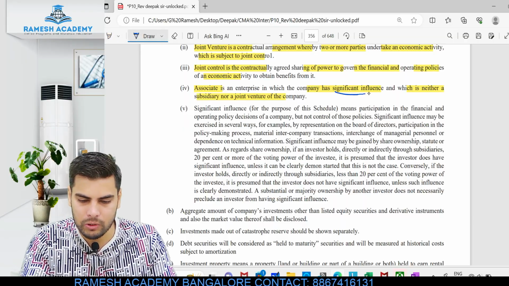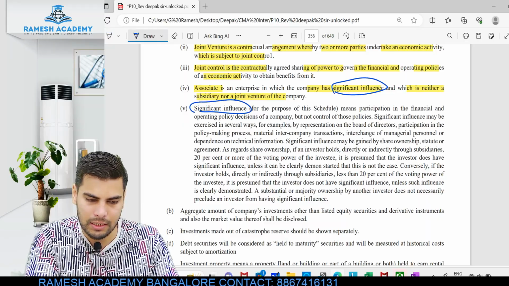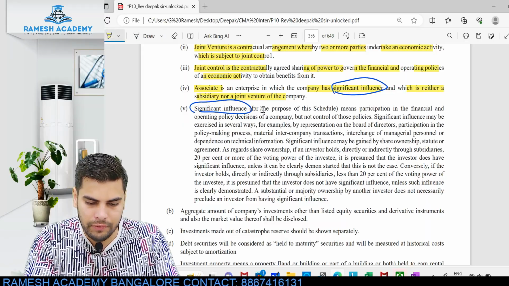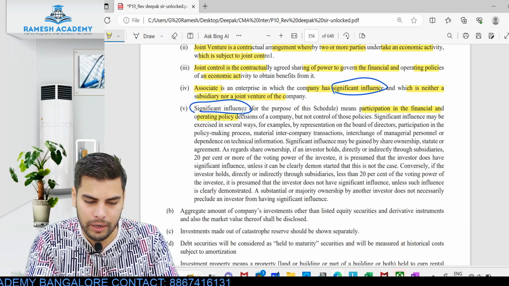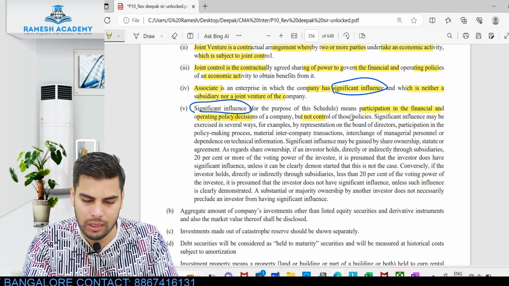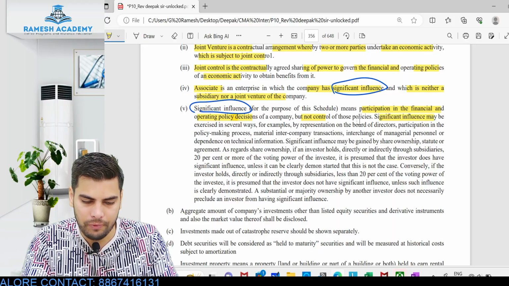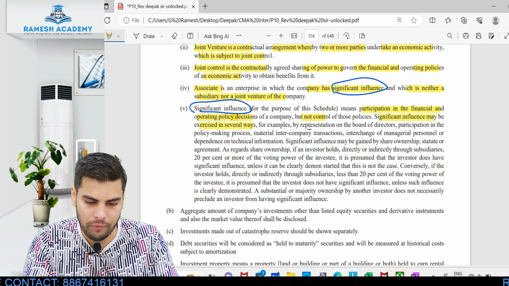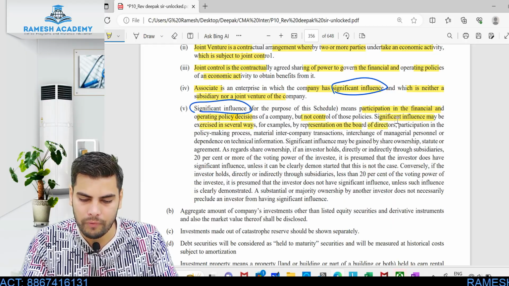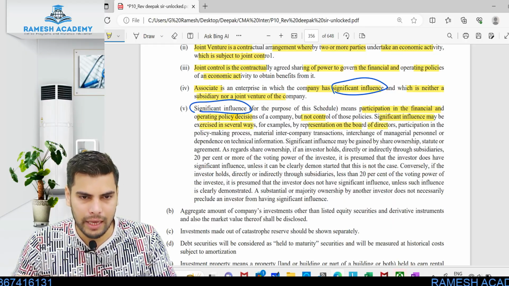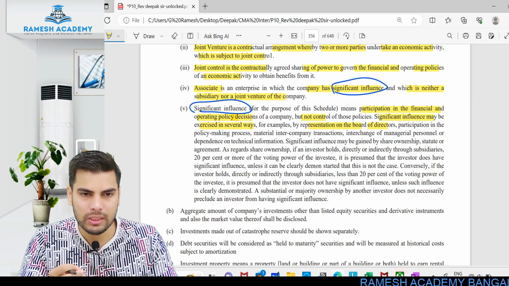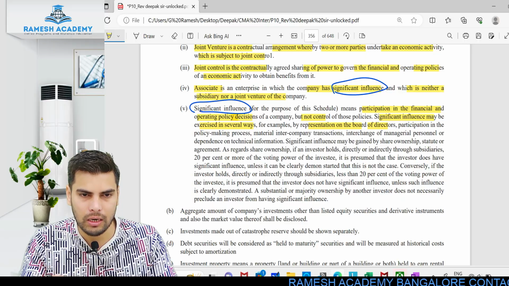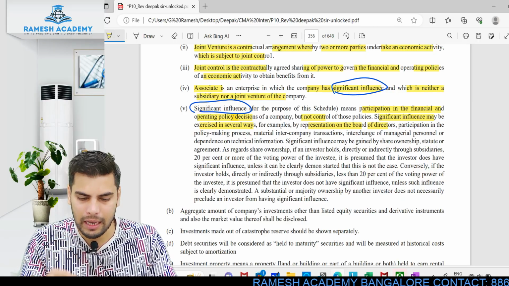Okay, so here I've given you the meaning of significant influence if you guys can see. So significant influence for the purpose of this schedule means participating in the financial as well as operating policy decision for the company but not control of those policy. Significant influence may be exercised in several ways. Okay, for example, by representing on the board of directors. So majority of the directors in the board of directors group will be relating to my company and all the major decisions will be taken care by my company. I'm influencing the decision relating to the other company. So that other company will be my associate company.